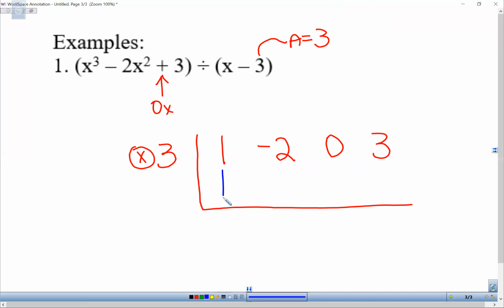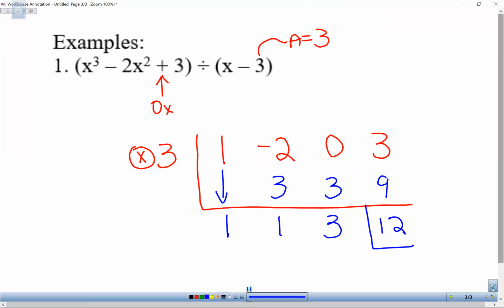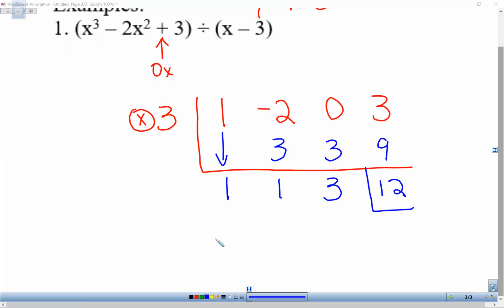Okay, so bring your 1 down. 3 times 1 is 3. Add that up, you get 1. 3 times 1 is 3 again. Add that up, we get 3. And 3 times 3 is 9. And we get 12. So we have x squared plus x plus 3 plus 12 over x minus 3.